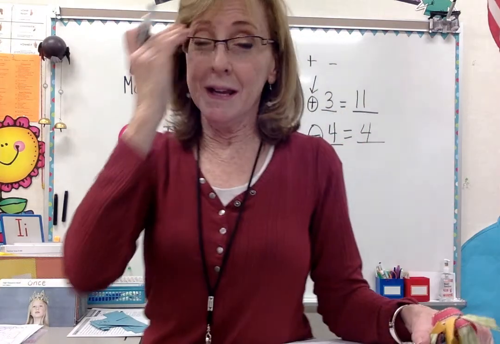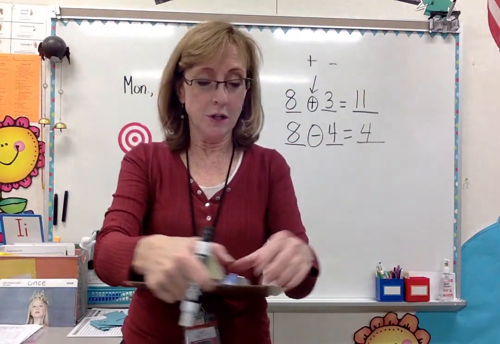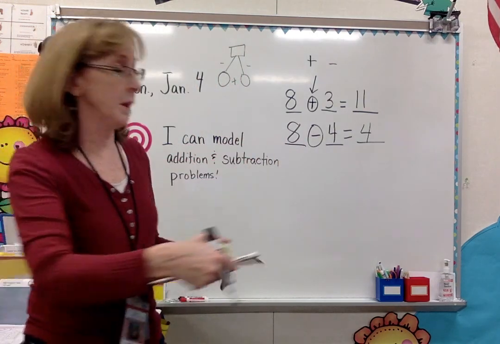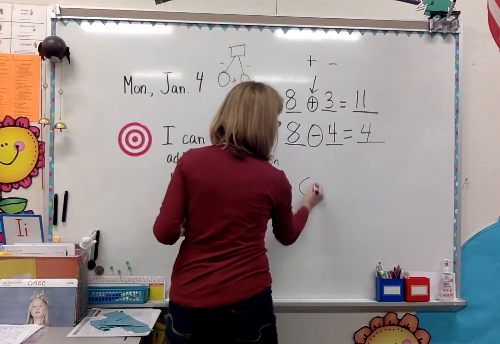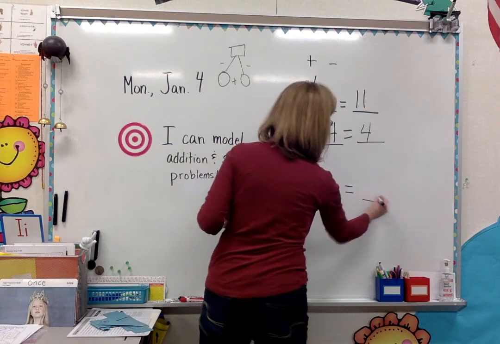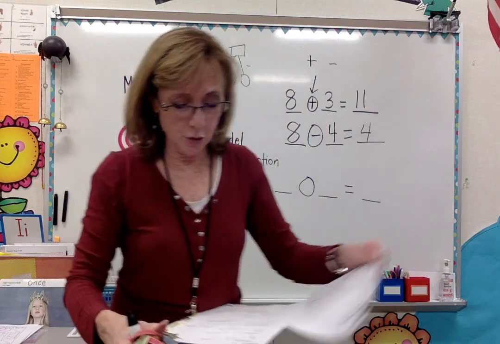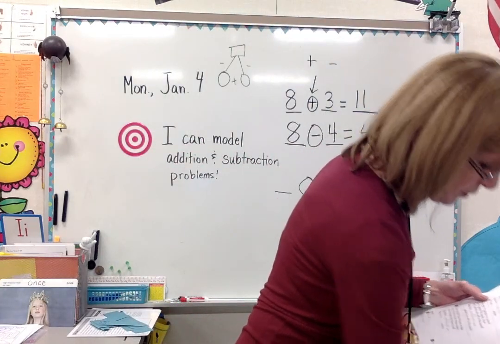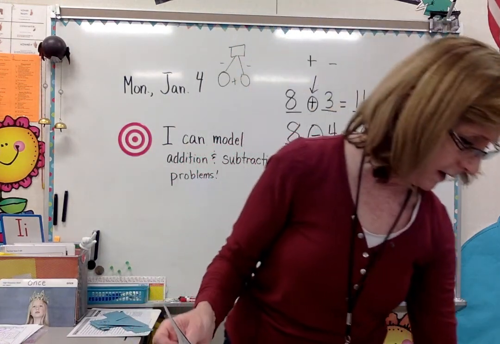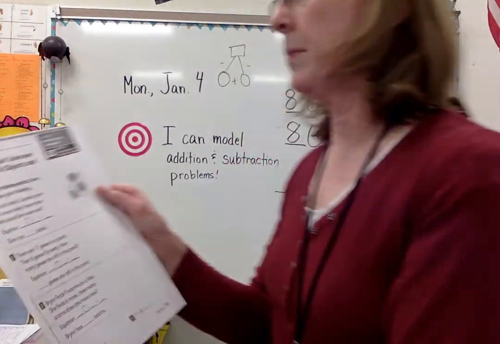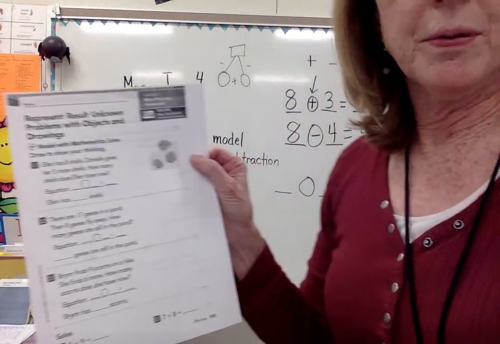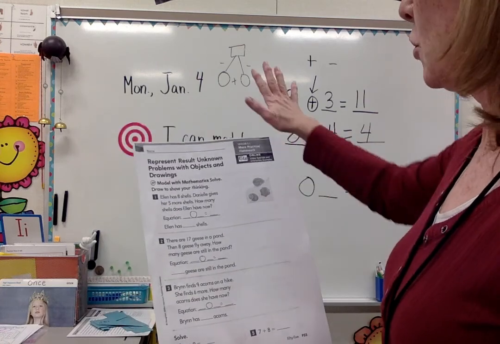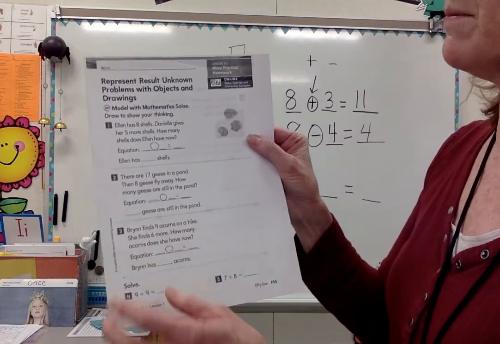So modeling, today we are going to use this type of model. Blank, circle, blank equals blank. Okay, and you can use the math mountains. You can use those any way you want, but that's what we're going to be doing. Let's talk about our assignment today. First of all, we're representing unknown problems in objects and drawings. So we're just thinking about our total, modeling addition and subtraction problems.